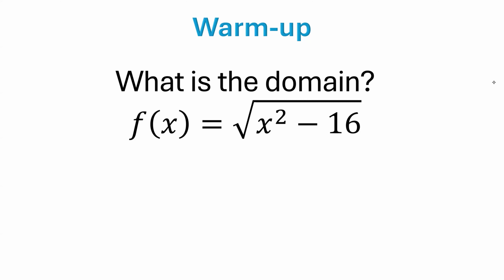All right, so the first one, you guys got it right. You can plug in a 4 here. What is 4 squared? 16 minus 16 is 0. This works. We can include 4.